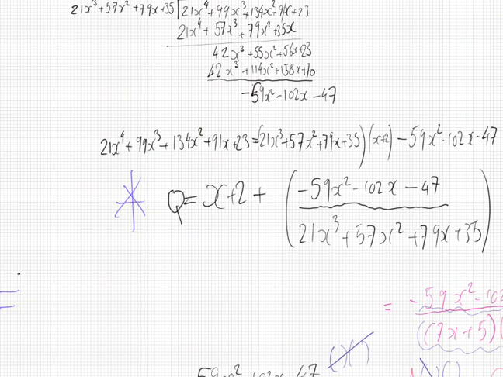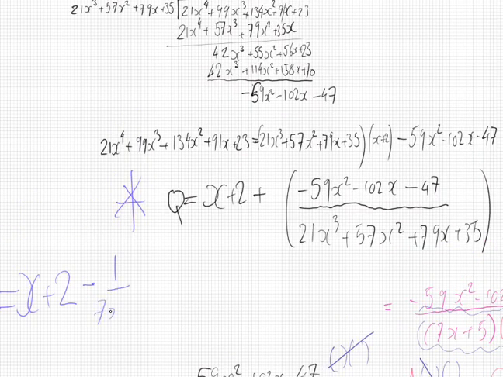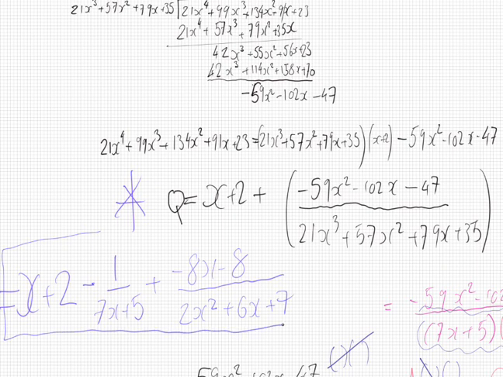So here's our answer: x plus 2, and then here we have plus A. What was A? Minus 1. And what was its denominator? 7x plus 5. And then B and C were minus 8x minus 8. And what was its denominator? It was the quadratic, 2x squared plus 7, 3x squared, yeah?